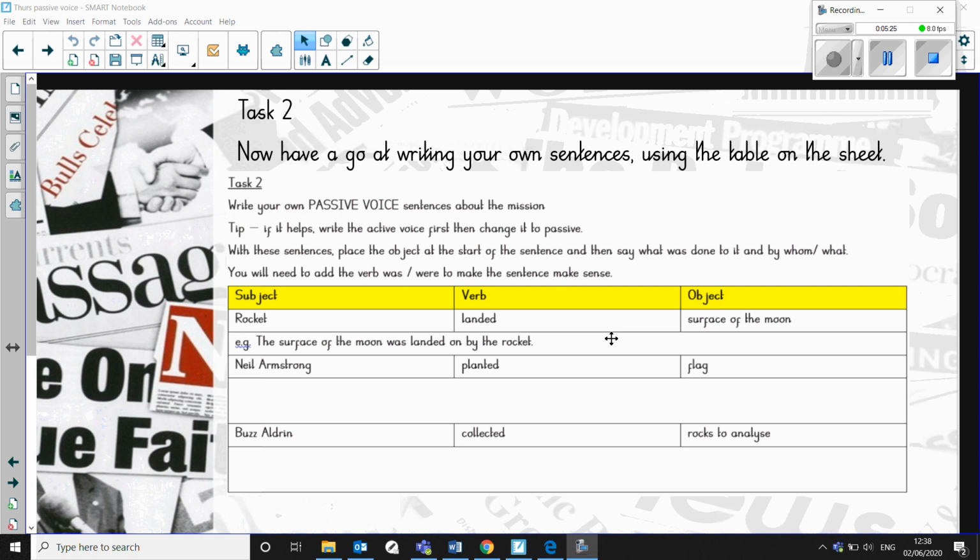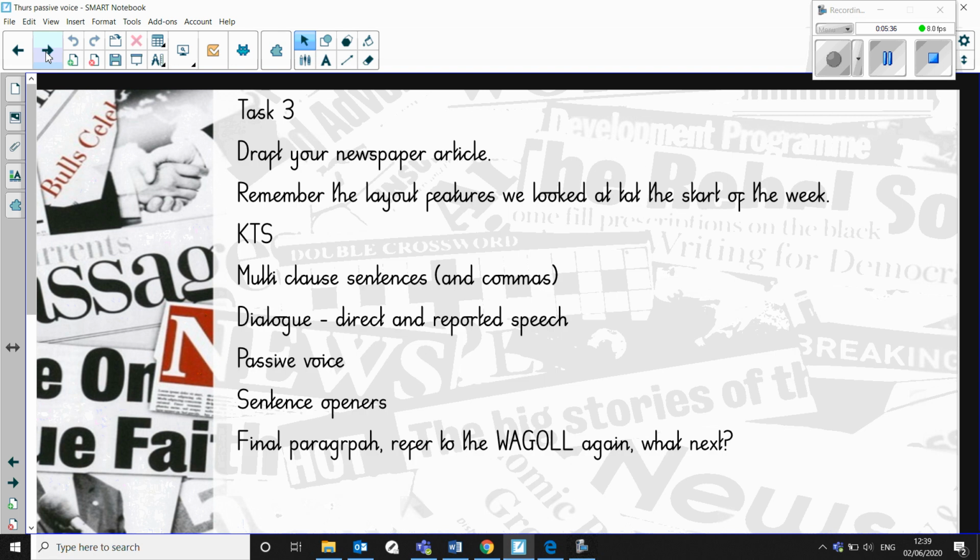When you come to have a go at this task, I want you to think about that too. And if you had a go at these and you want to have a go at a couple more examples of your own, by all means feel free to do so. So the main bulk of the lesson today, once we've got through the passive voice sentences, is for you to create a draft of your newspaper article.